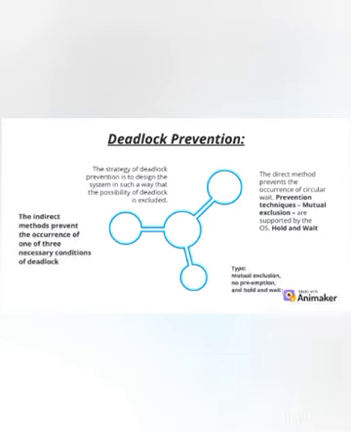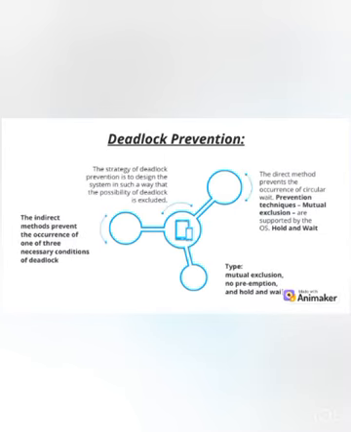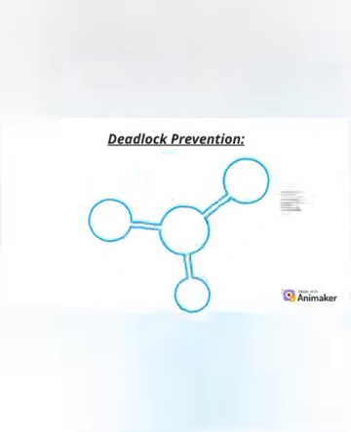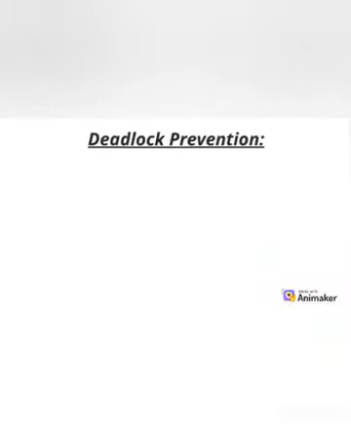Now it's time for deadlock prevention. As per the saying, prevention is better than cure. So the strategy of deadlock prevention is to design the system in such a way that the possibility of deadlock is excluded. Like in direct methods, prevent the occurrence of one of the necessary conditions of deadlock, like mutual exclusion, non-preemption, and hold and wait.